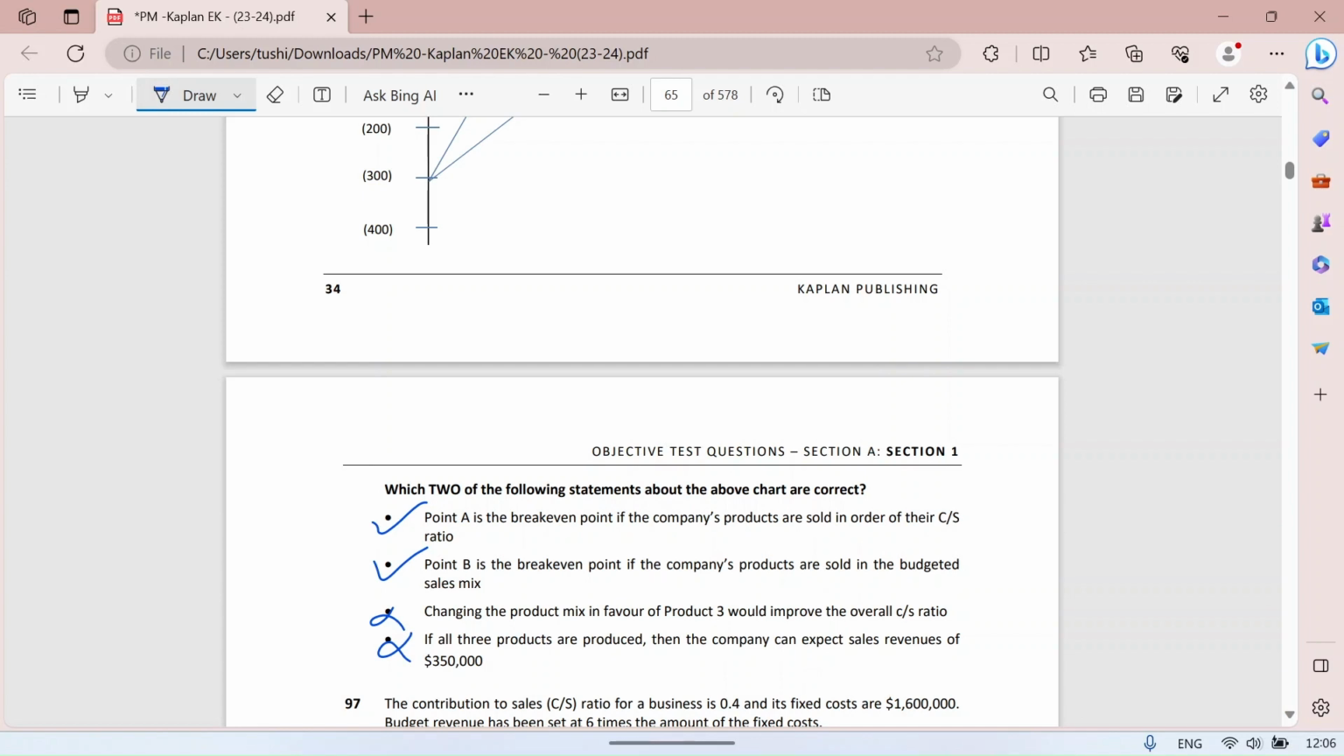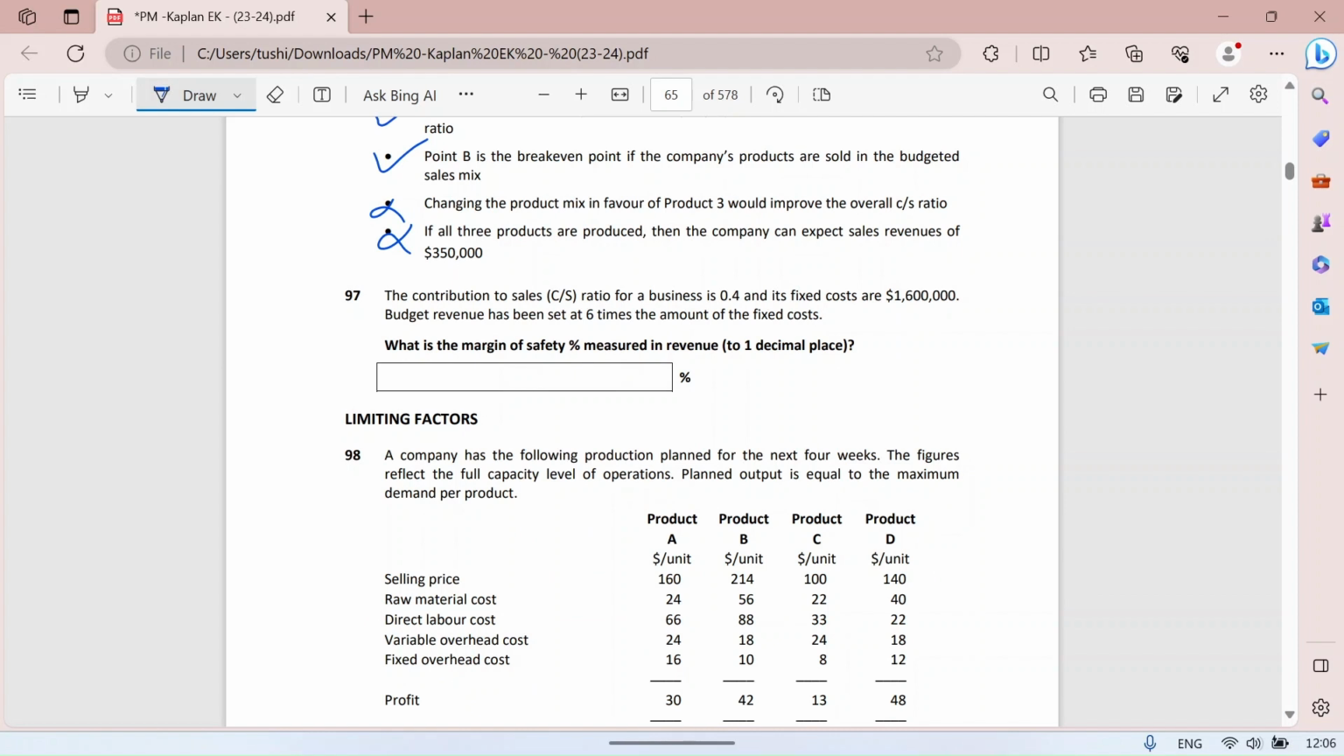Moving on to question 97. This is the last question under this topic. The contribution to sales ratio for a business is 0.4, and we have the fixed cost also given to us. The budgeted revenue has been set at 6 times the amount of the fixed cost. We have to find out the margin of safety as a percentage of revenue. First, I find out my break even revenue, which is fixed cost divided by my contribution to sales ratio. So this is 1.6 million divided by 0.4, and this gives me 4 million. So 4 million is currently my break even revenue.